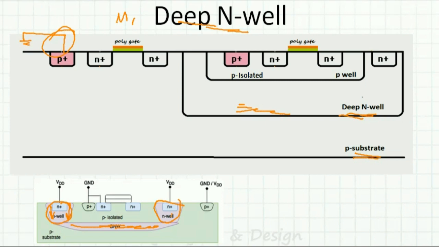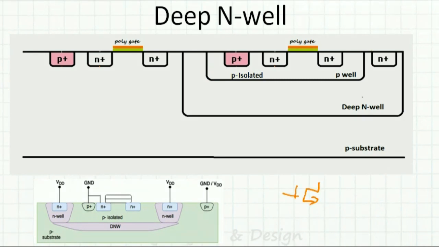So now what happens? Inside this, this P well, after that I will do a P well, and this P well is now isolated. So this P well I can connect to some different voltage, say 0.2 volt or 0.3 volt, whatever voltage I want. Suppose I have two transistors like this. This one is M1 and this one is M2. This source and bulk I can connect here.